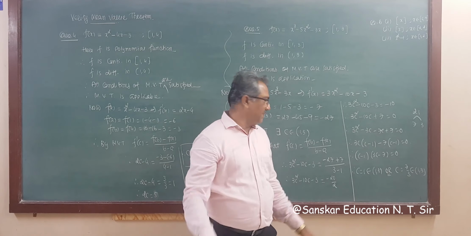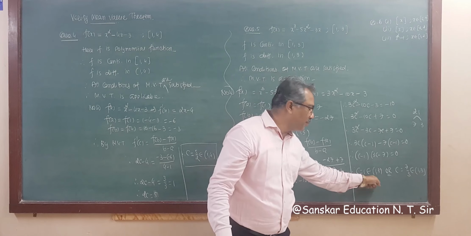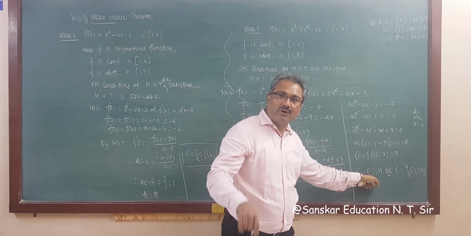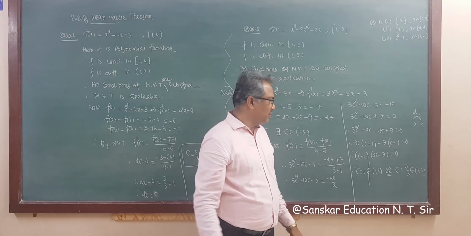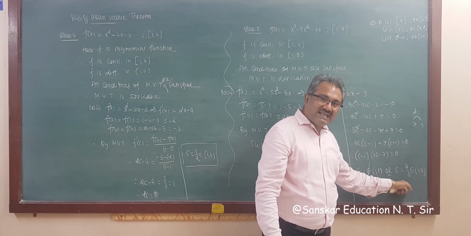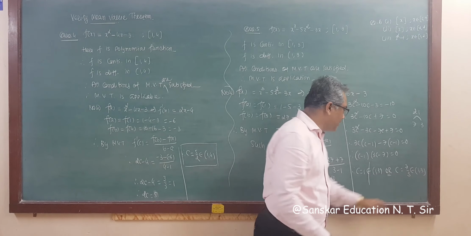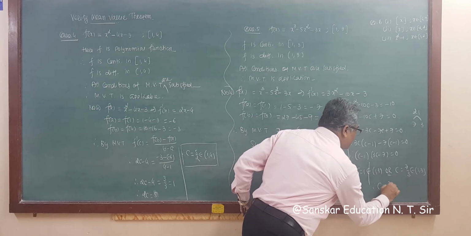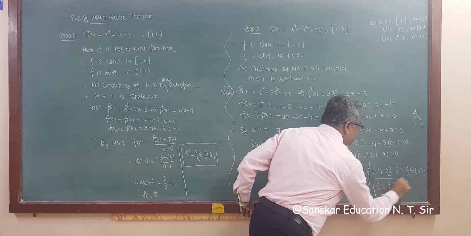Now verify, does this 1 belong to open interval 1, 3? No, because this is an open interval. So boundary values are not considered in an open interval. So this does not belong. Therefore 7 by 3, which is 2 point something, lies in this interval. Yes. So therefore c is equal to 7 by 3 belongs to (1, 3). So this is your possible answer, right?